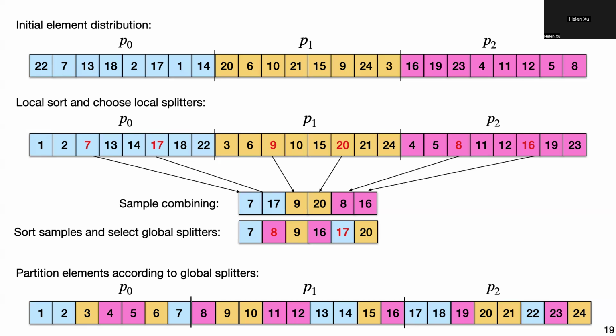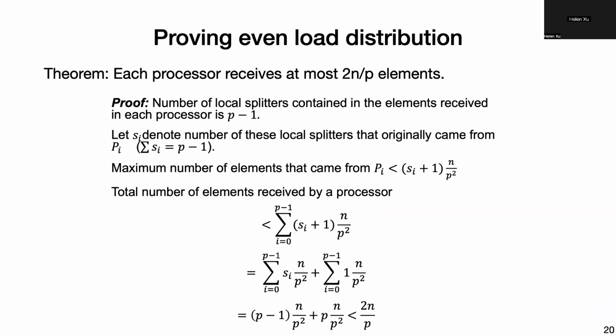Then from there, we're going to argue that there are at most p local splitters between any two global splitters, and that each of those local splitters is going to contribute at most n over p squared elements into the partition. So yeah, the number of local splitters between two global splitters is at most p minus 1. The number of local splitters contained in the elements of each processor is p minus 1.